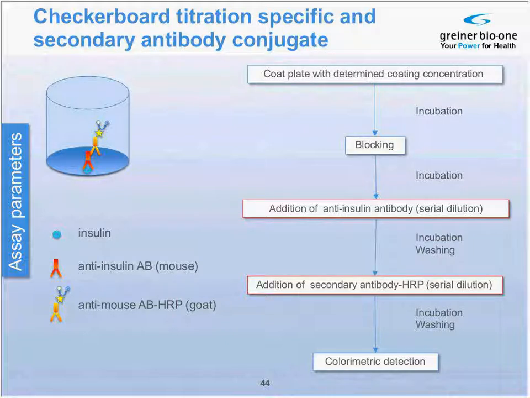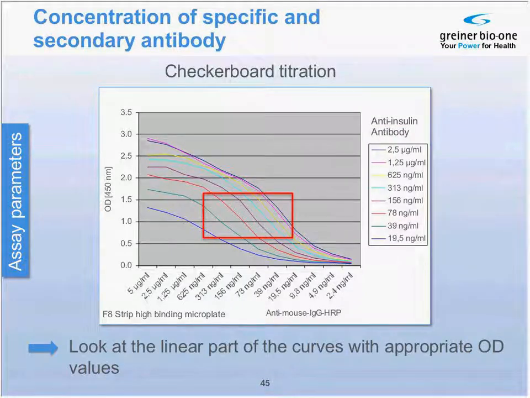In the next step, the determined coating concentration is used, and anti-insulin antibody concentration is screened against the concentration of secondary antibody conjugate. Criteria for a suitable combination of concentrations are an optical density value of around 1, and the location in the linear part of the curve, as only here slight differences in analyte concentration can be detected reliably.